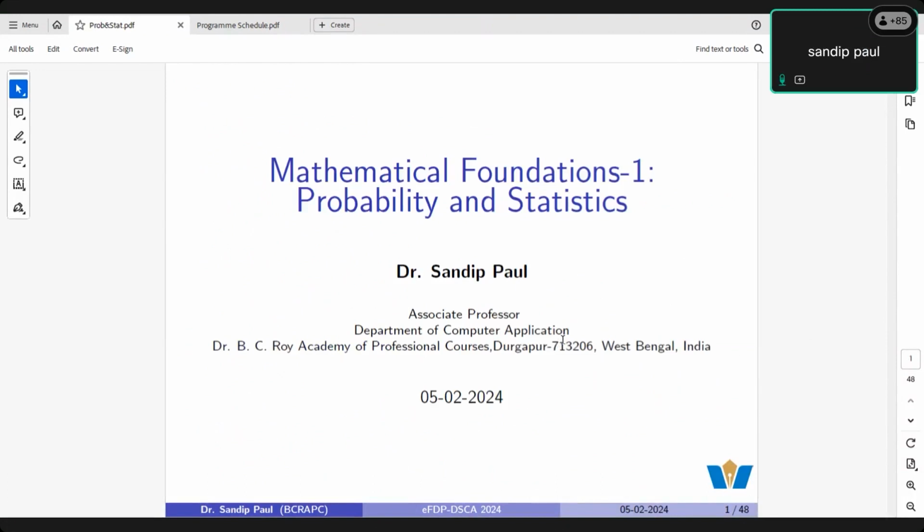Okay, so I'm going to discuss the topics in mathematics required for data science. As we are dealing with data, we always need some mathematical tools and concepts to analyze them. The main pillars of mathematics which we need to learn about data are probability, statistics, linear algebra, and optimization techniques. We have three sessions in this FDP, and today I am going to start the first pillar. It is the mathematical foundation in probability and statistics.